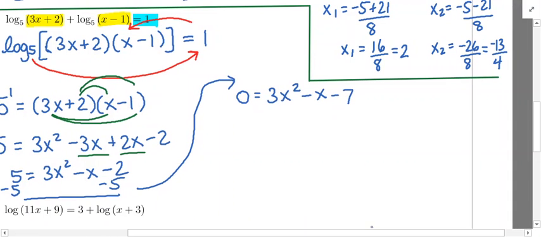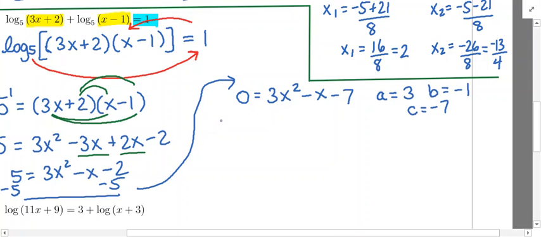To get our potential solutions for this logarithmic equation, I need to solve this quadratic equation. One side is already 0, so either factor the non-zero side or apply the quadratic formula. This might take me a couple of minutes to factor, so I'm going to go straight to the quadratic formula. Here a is the number in front of x squared, that's 3. b is the number in front of x, that's negative 1. c is the constant, -7.